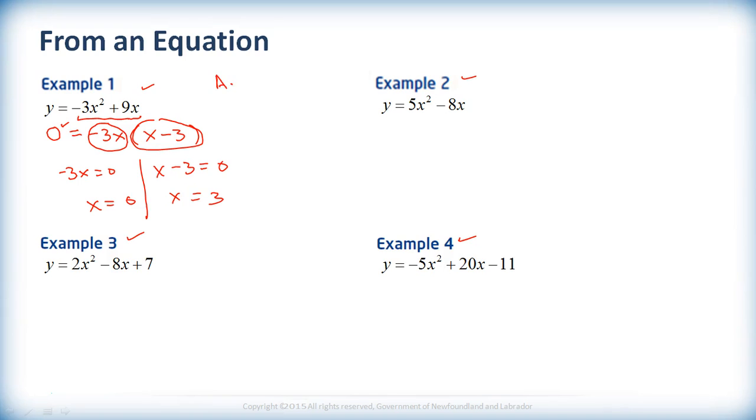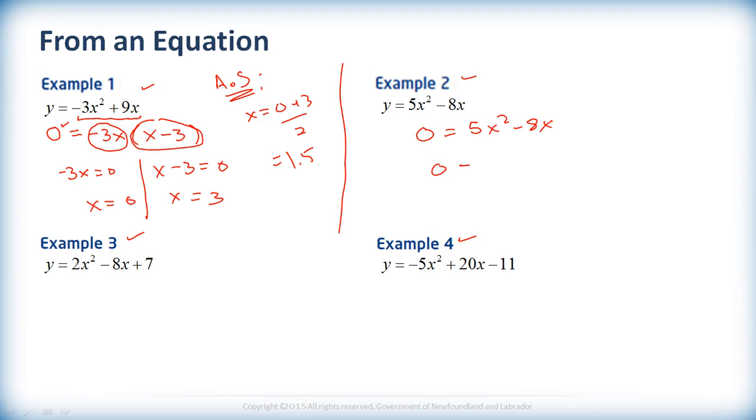So then that means that for our axis of symmetry, we have to split the difference. So it's going to be at x equals 0 plus 3 over 2, which is 1.5. Okay? That's a bit tricky. Let's try another one. We're going to take 0 equals, in this case, 5x squared minus 8x. Take out that common factor of x. We've got 5x minus 8. And that means that x would have to be 0, or 5x minus 8 would have to be equal to 0, meaning that 5x would have to be equal to 8, telling us that x would have to equal 8 over 5.